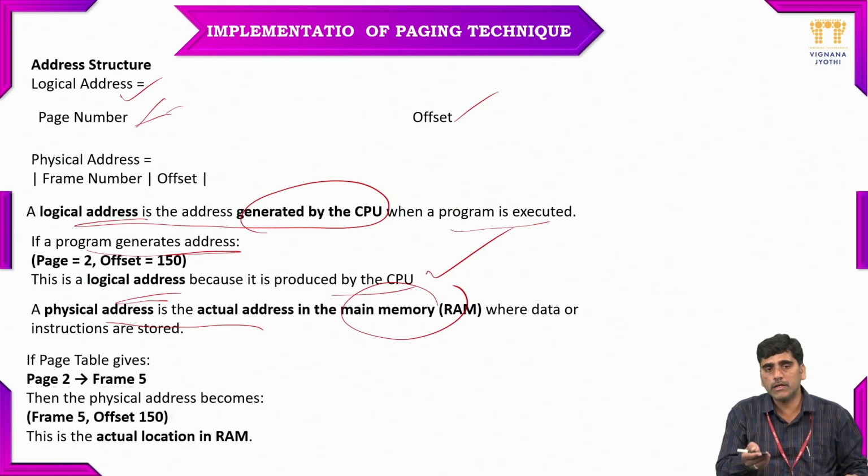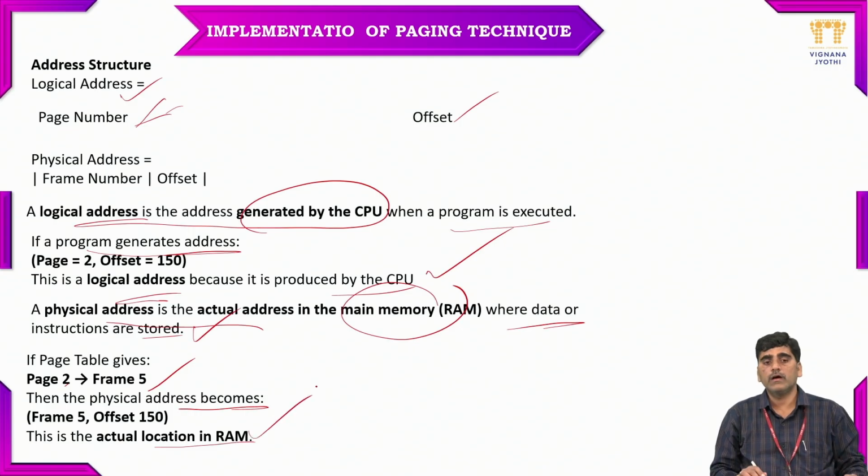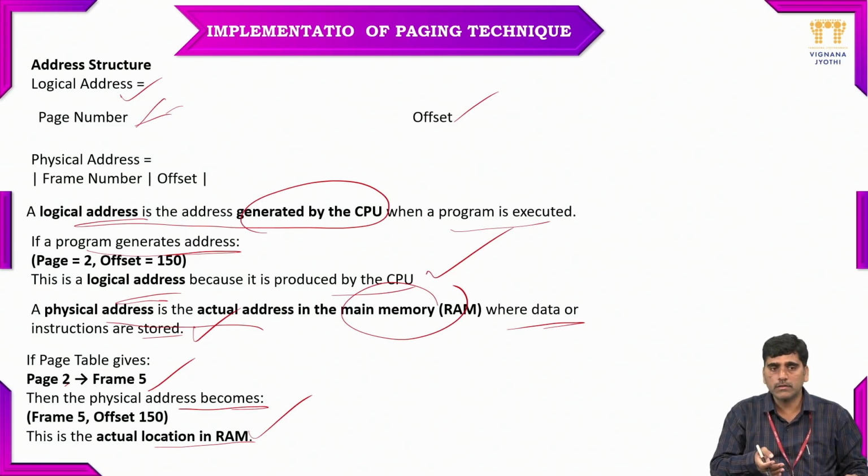So the logical address is generated by the CPU and contains the page number and offset. With this we have to form the physical address, the actual address in main memory where data or instructions are stored. So if the page table maps page 2 to frame 5, then the physical address is frame 5 with the offset. The logical address is page number, offset, and the physical address is frame number, offset. This is the actual location in the RAM. To understand this logical address and physical address, we have to map using the page table.